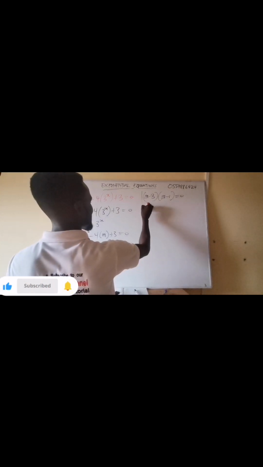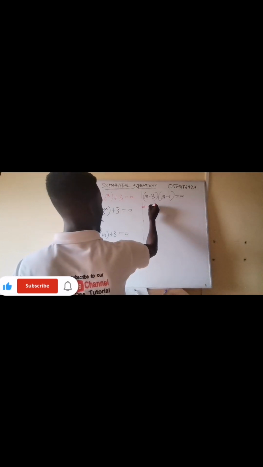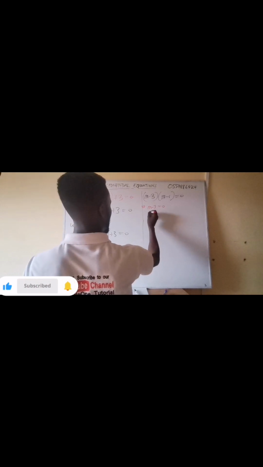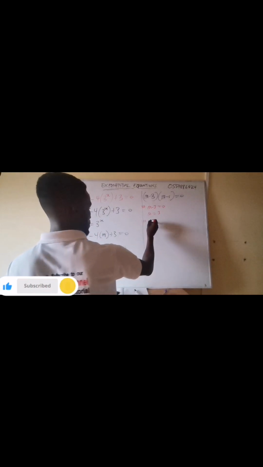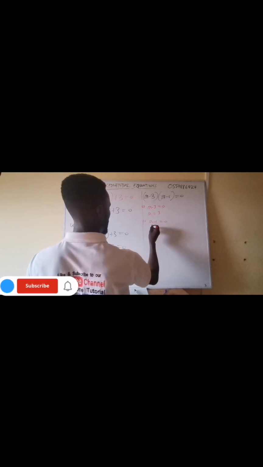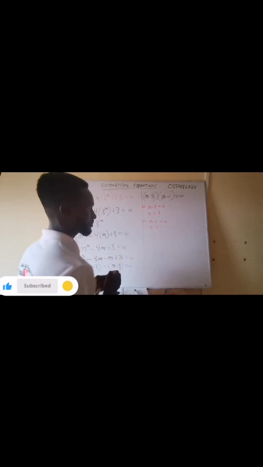So the first bracket is equal to 0. We have m minus 3 is equal to 0, so m is equal to 3. The second bracket is equal to 0, so m minus 1 is equal to 0, and m is equal to 1.